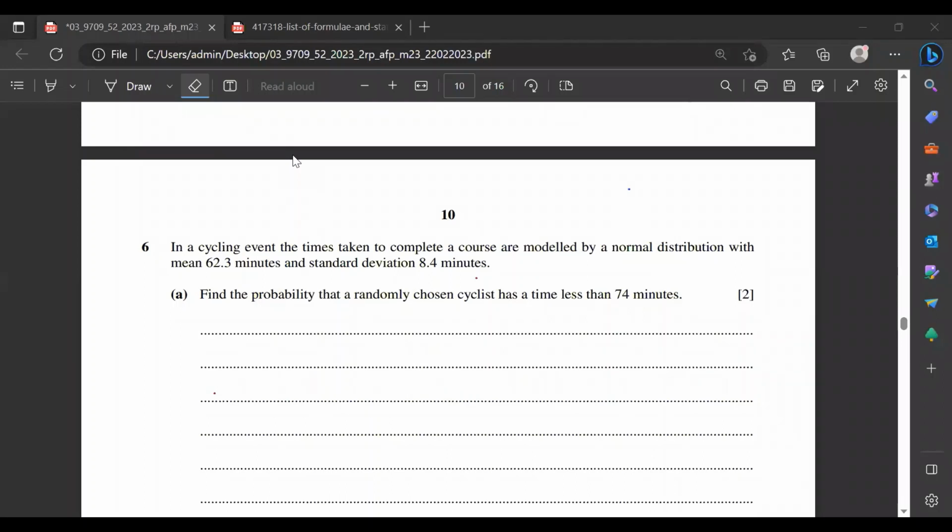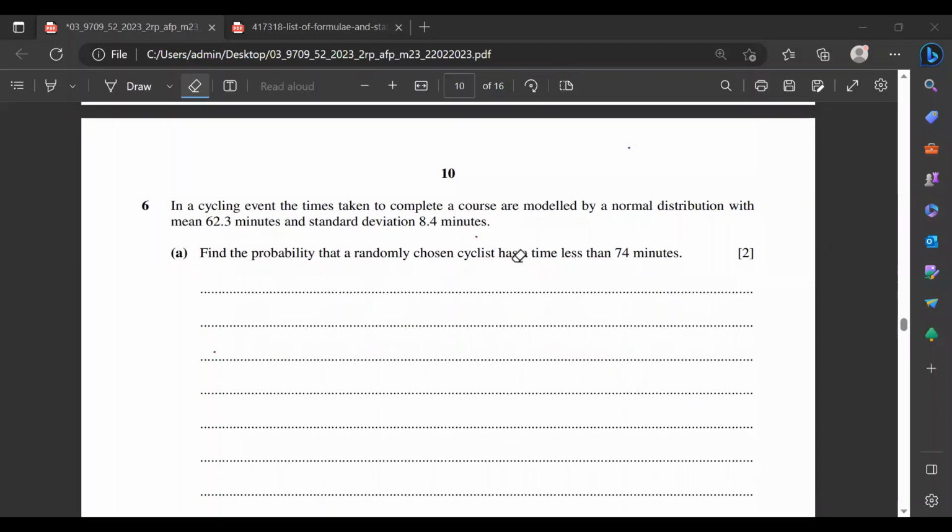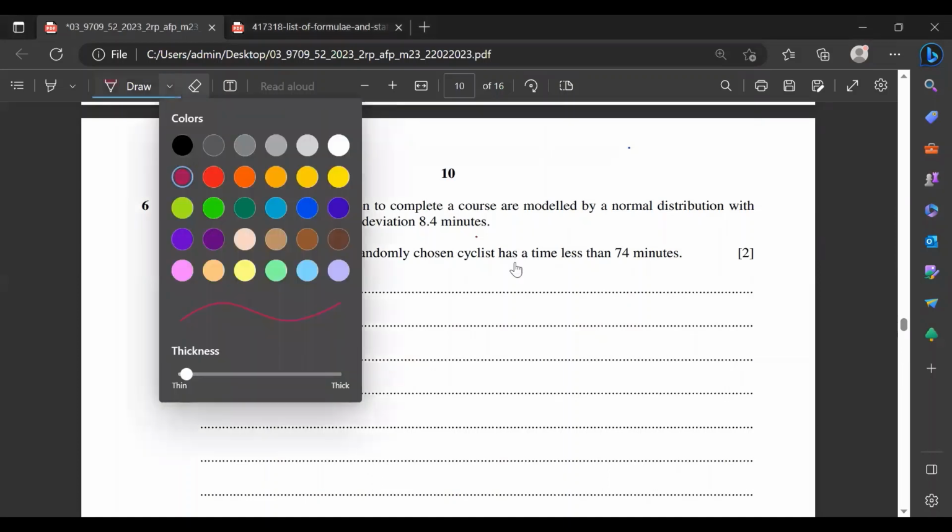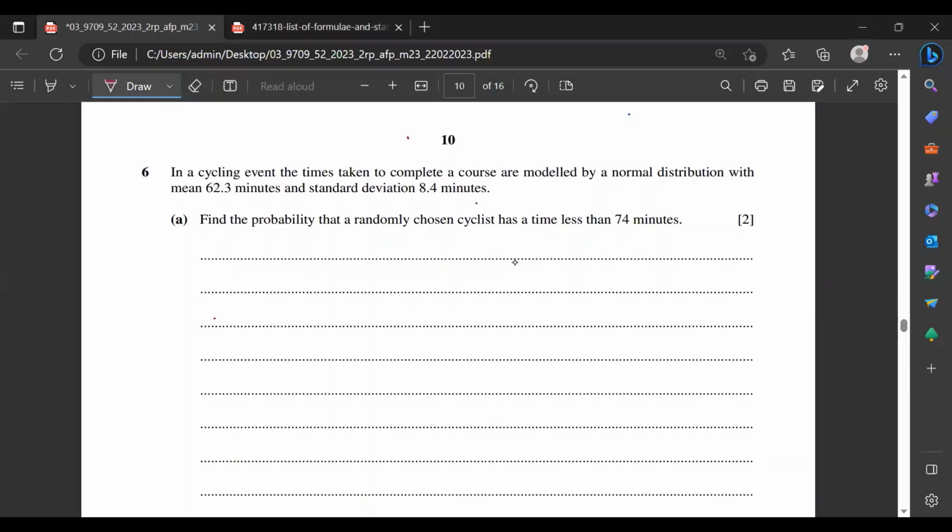Well, question number 6. In a cycling event, the times taken to complete the course are modeled by the normal distribution with mean 62.3 minutes and standard deviation of 8.4. So the mean is 62.3, standard deviation is 8.4. Find the probability that a randomly chosen cyclist has a time less than 74 minutes.